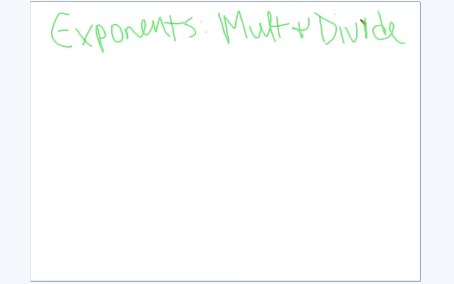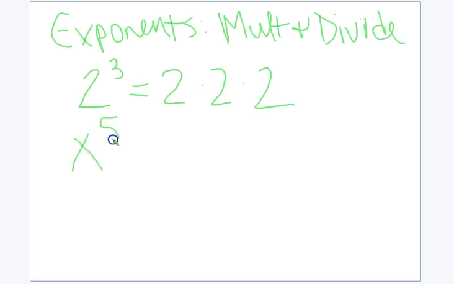So, first let's just remember how an exponent works. So if I said 2 to the third, what I mean is 2 times 2 times 2. We know that. If I said like x to the fifth, what I mean is x times x times x times x times x, right? Okay. So when we have two numbers that have exponents, it works essentially the same way.